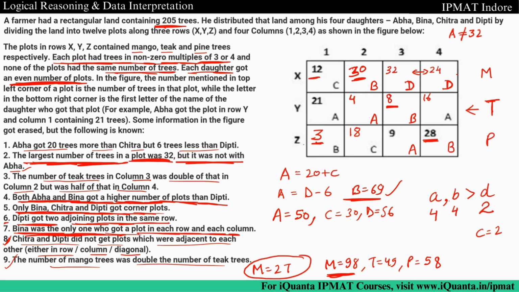In that case 24 should be here, because the sum of these 2 boxes should be equal to 56, right? Because the total number of mango trees is 98. Or we can have 24 here and 32 here, right? We're not sure about it.